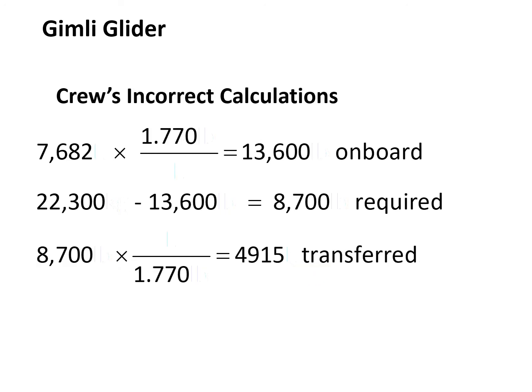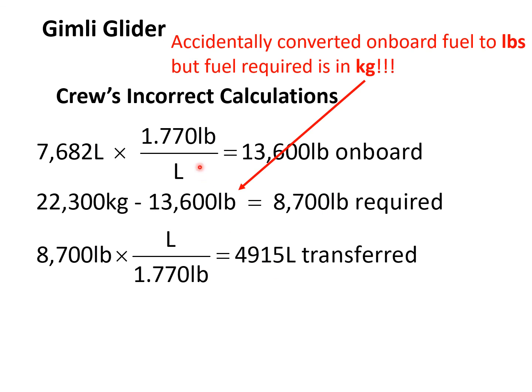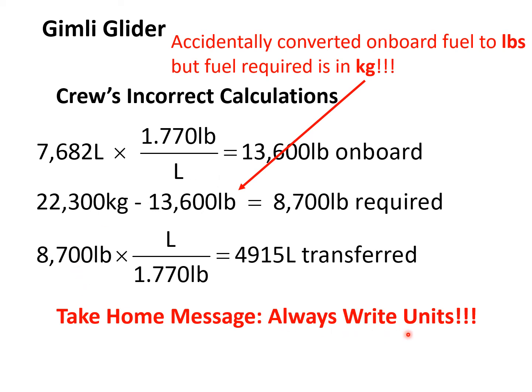However, what the pilot actually calculated was that they had 13,600 kilograms of fuel on board. Subtracting this from the amount of fuel required left 8,700 kilograms of fuel to be transferred. Okay? And converting this back to liters meant that they had only transferred 4,915 liters of fuel, much less than was needed. You can see that the mistake arose because the pilot used the wrong conversion factor. And the reason he didn't realize this was that he didn't write in the units. So the take-home message here is always write your units when solving problems.